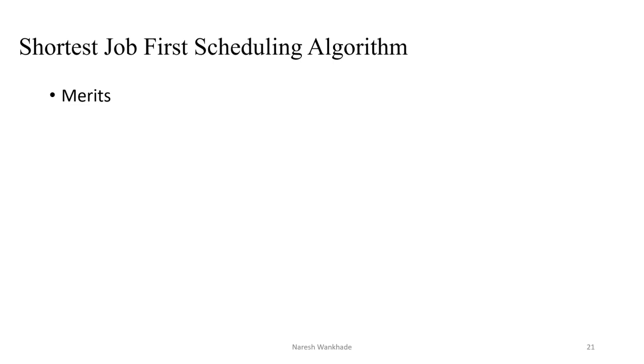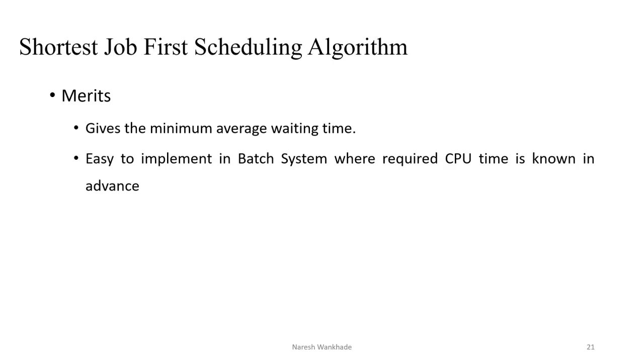Let's look at the merits of the Shortest Job First scheduling algorithm. It gives minimum average waiting time. It is easy to implement in a batch system where the required CPU time is known in advance.